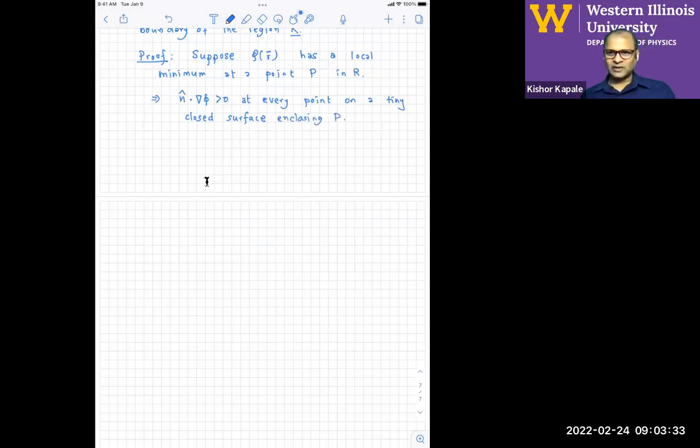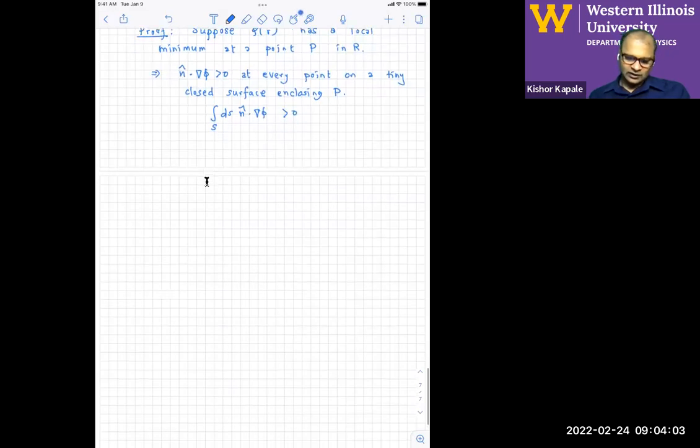Now, since we have to talk about three-dimensional and it's not a one-dimensional picture anymore, point P is located here. If you have a small surface enclosing P, so a volume that encloses P, but we only deal with the surface, at all points on that surface n dotted with gradient of phi would be positive. That means if you take an integral along that whole surface, n dotted with gradient of phi will be positive.